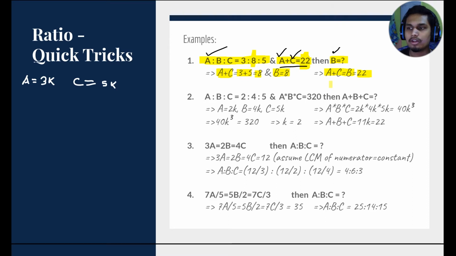Now we are not considering K in this approach, right? Because if we consider it, the value of K will be the same for A and C. So if we put that value in the A plus C equals 22 equation, we'll get the value of K, and we'll put it again for B and we'll get the value of B. But as in all aspects the value of K is the same, it will get cancelled out on both sides.